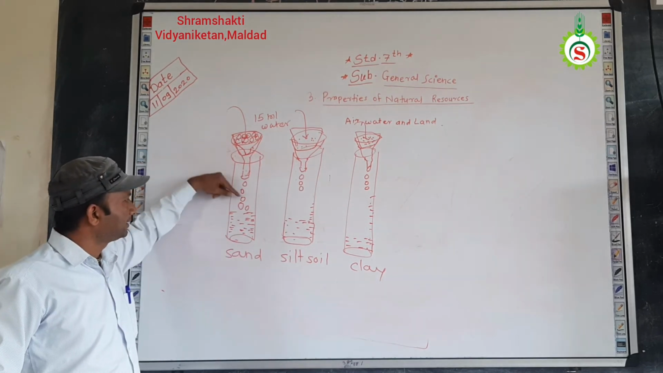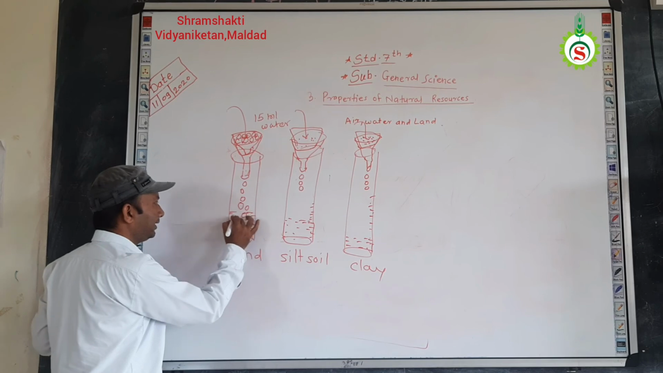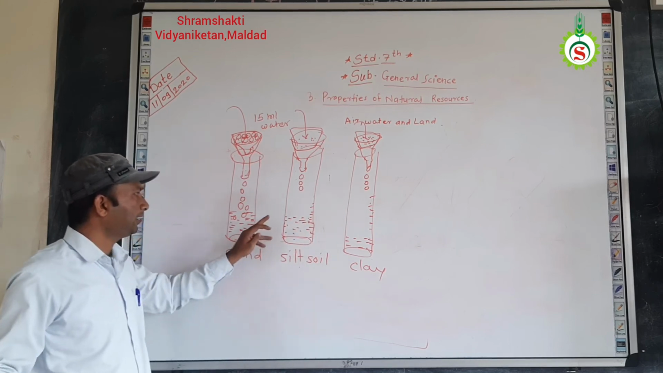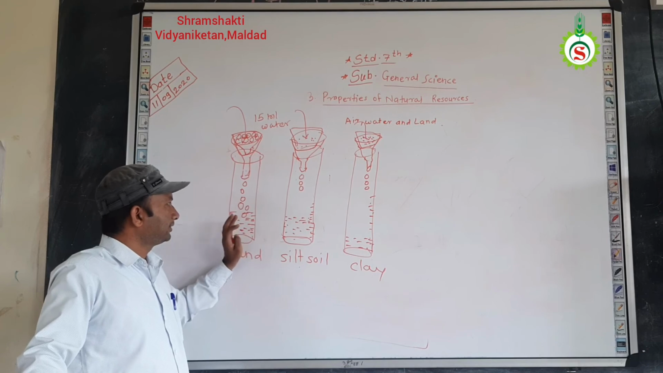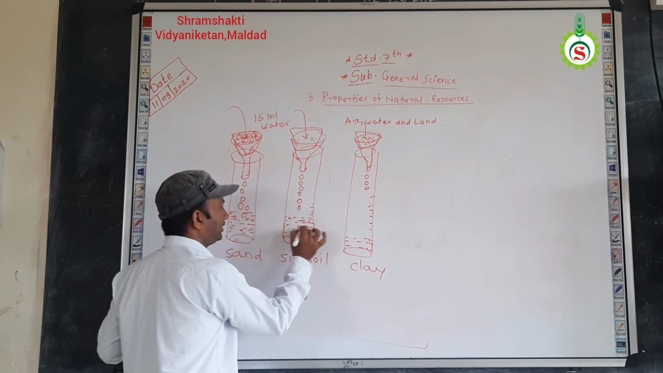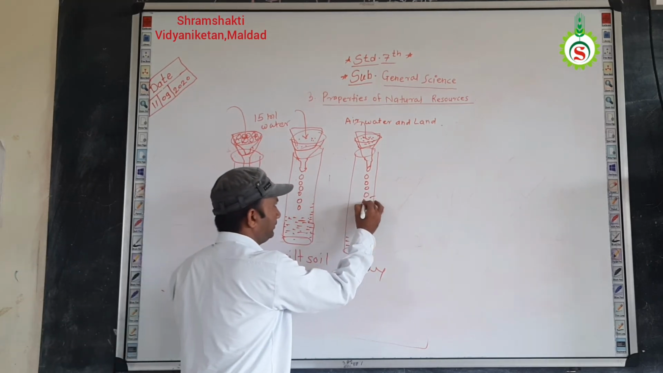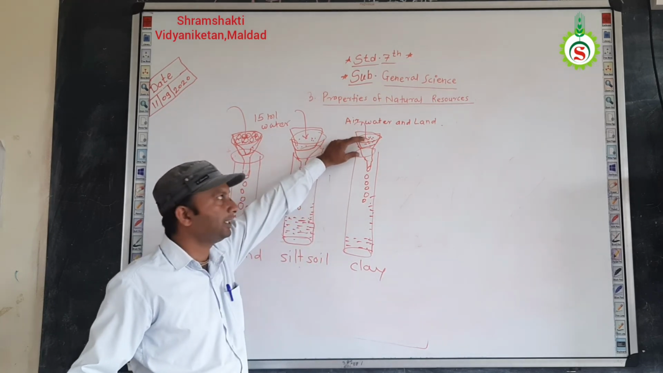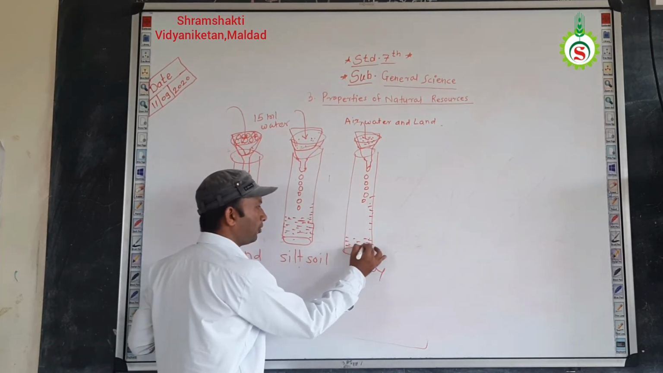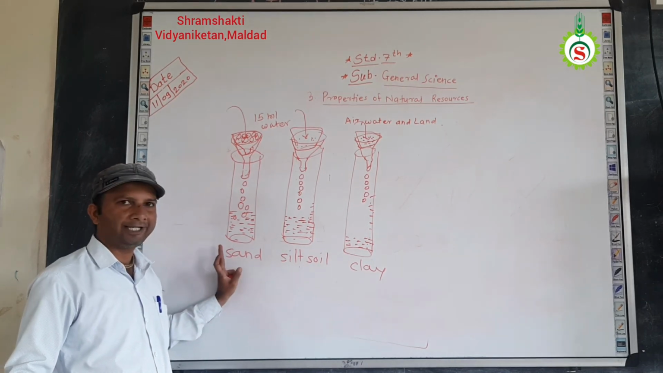This means that sandy soil has less water holding capacity. That's why more water is collected in its measuring cylinder as compared to silt soil and clay soil. In the second measuring cylinder, the amount of water collected is less than sandy soil and more than clay soil. The water holding capacity of clay soil is maximum. Therefore, most of the water gets absorbed in the clay soil and less water is collected in the measuring cylinder, so the amount is minimum, less than silt soil as well as sandy soil.